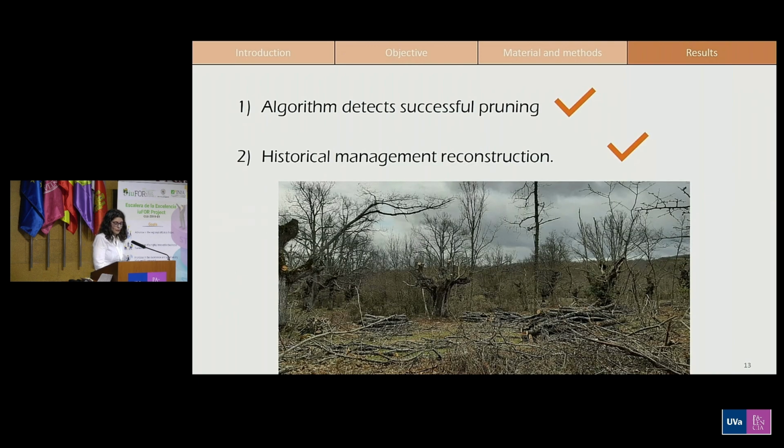To sum up, we can detect pruning thanks to random forest, and thus reconstruct the frequency and the intensity of pruning over time. Our results show clear differences in the management from the 16th century to the present.